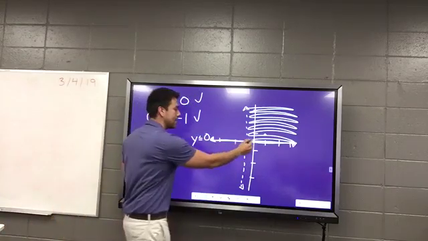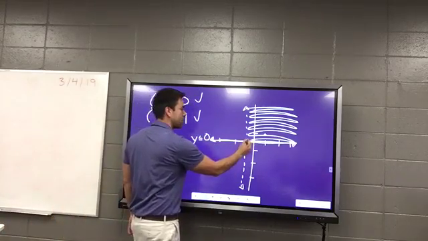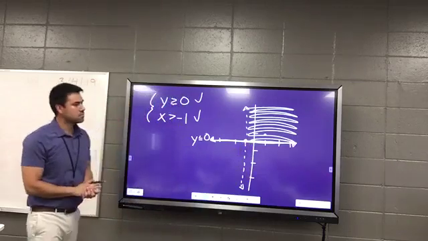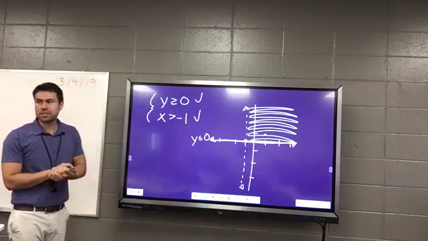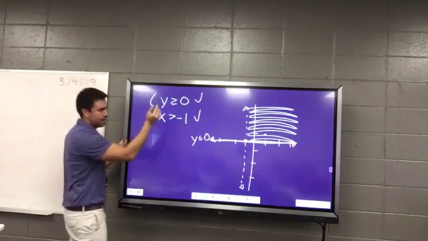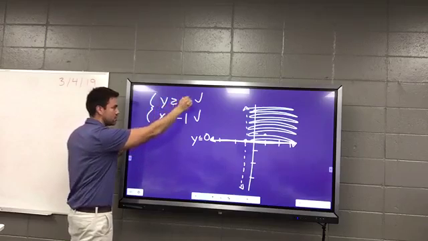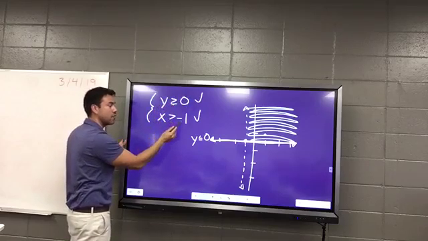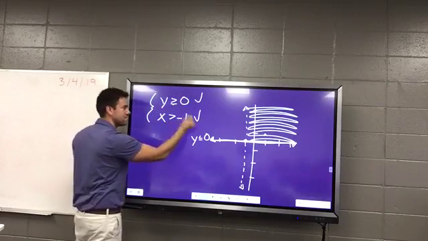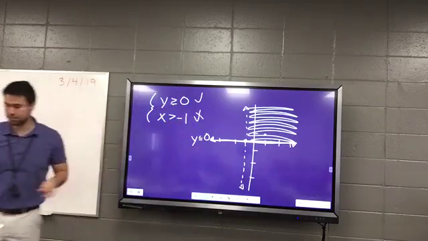What about -1, 0? All right, -1, 0. 0 greater than or equal to 0, check. Is -1 greater than -1? No, so it only works on one.